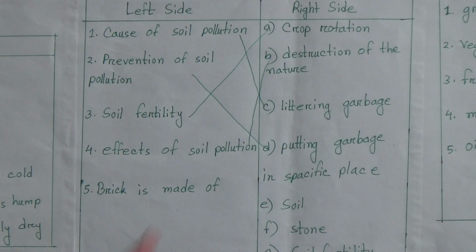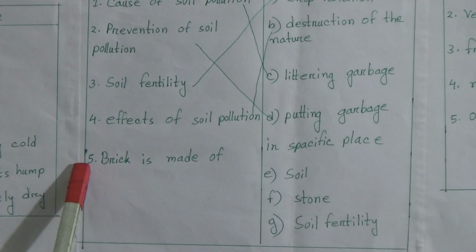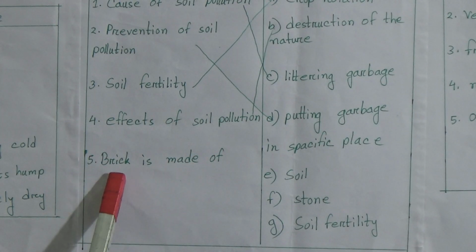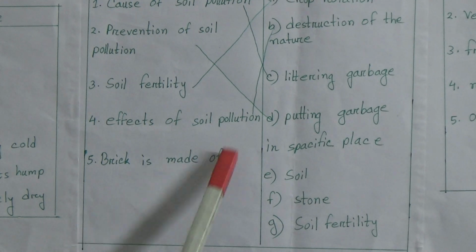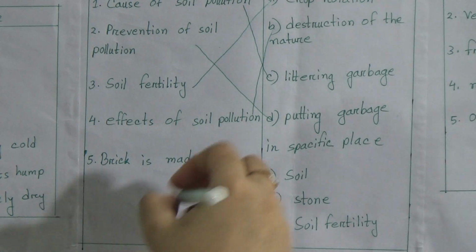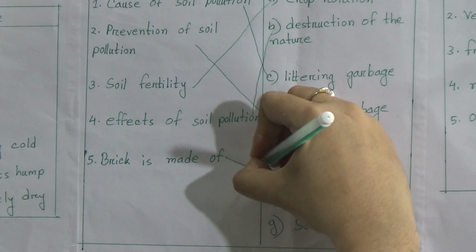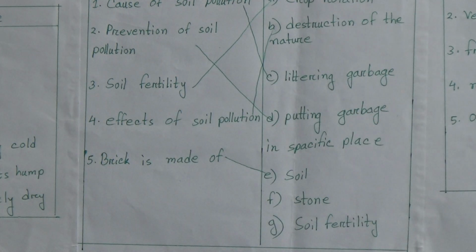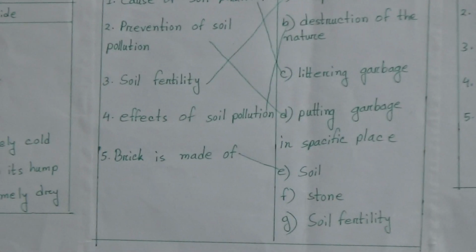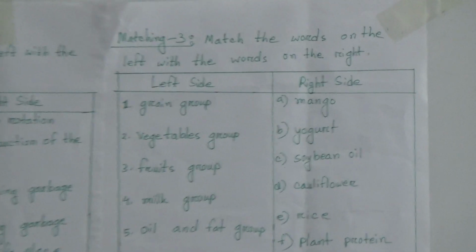And the last one, bricks is made of, here is the left 3 point left. What will be matched with this? Bricks is made of soil, right? Then we will match with this. For matching 2, you will write the same procedure as matching 1 number. Now we will do matching 3 number.